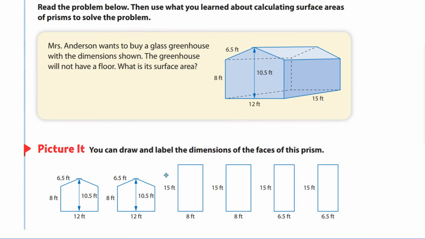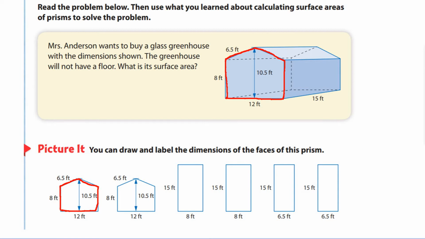You can draw and label the dimensions of the faces of this prism. There's 6 faces. Okay, this pentagon, right? I'm going to color that, and I'm going to put the color here so you guys can see that. That's this pentagon with all its dimensions. They give you 12 feet, 10.5 feet, the whole height, 8 feet, the side, right? And then 6.5 feet, okay? And there's 2 of them, right?